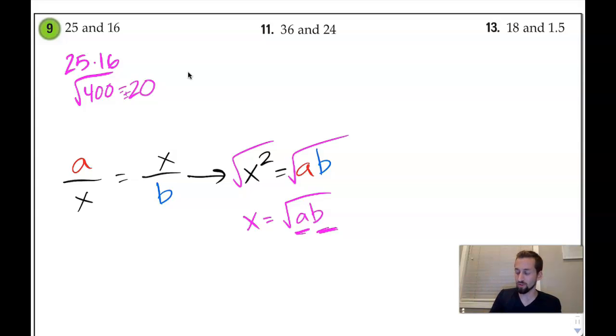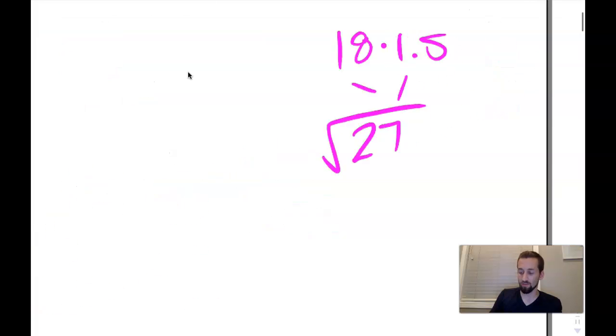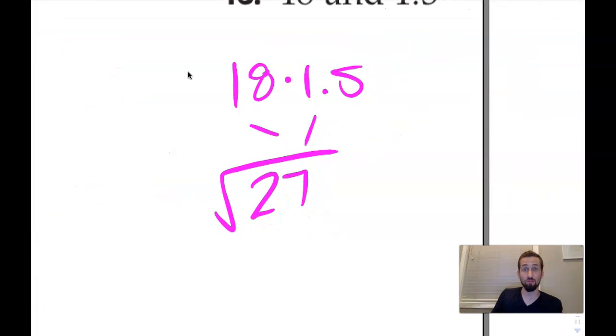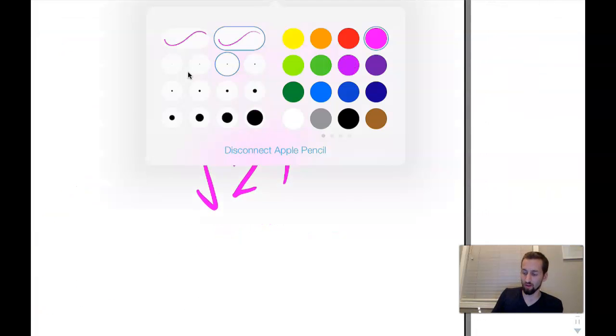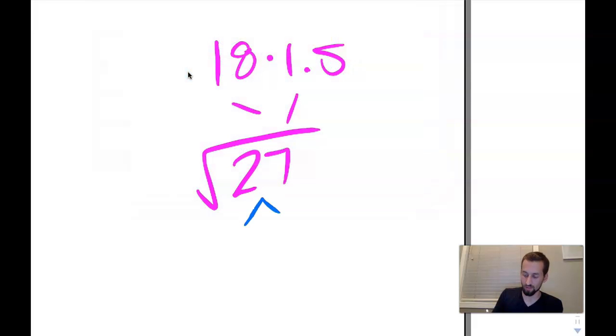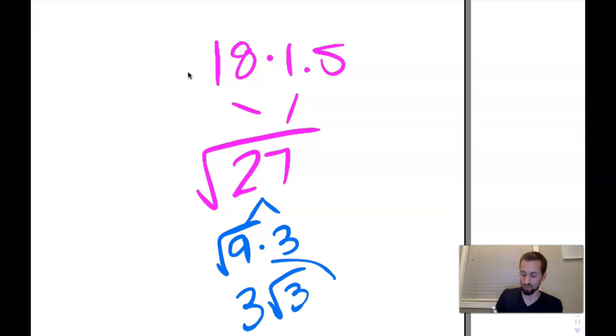Take a look at number 13. It's very similar, right? I'm going to do 18 times 1.5. And what I get from that is 27, so the square root of 27. But we're not going to ever leave our answers this way. So we've talked about this before, right? We want to simplify our radicals. And so this is actually 9 times 3. And the square root of 9 is 3. And the square root of 3 is actually just the square root of 3. So I do want you to simplify these.